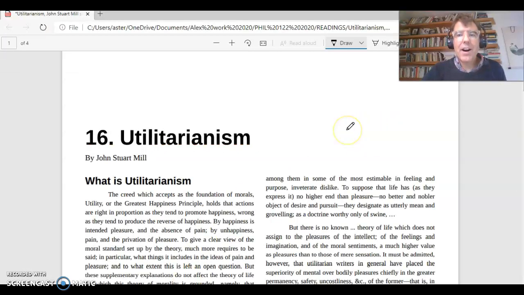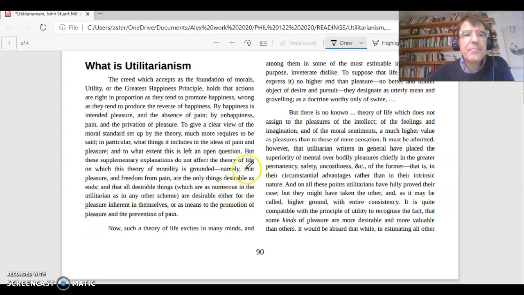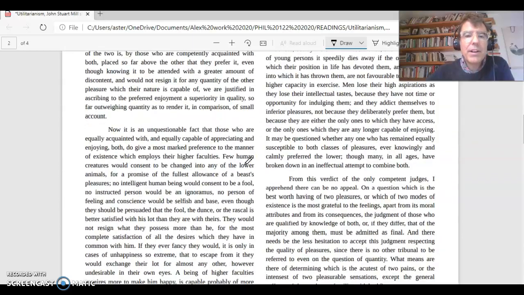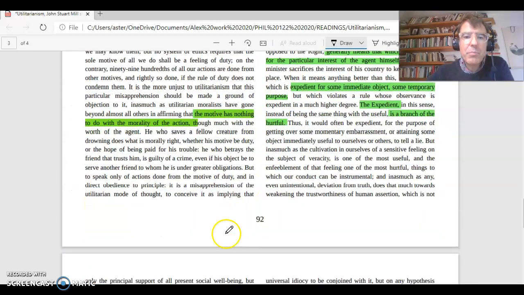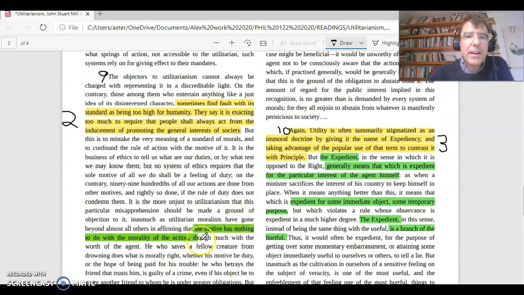You might get out your copy of the article in case you want to take any more notes. But here we are, Utilitarianism by John Stuart Mill. This is an excerpt. It is a whole book, and we're just reading part of it. We're going to go down to page 92, and you can see I have some things marked up. So page 92, and we're just going to look at paragraph 9 and paragraph 10.